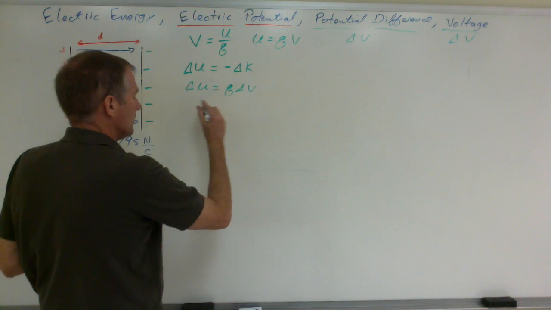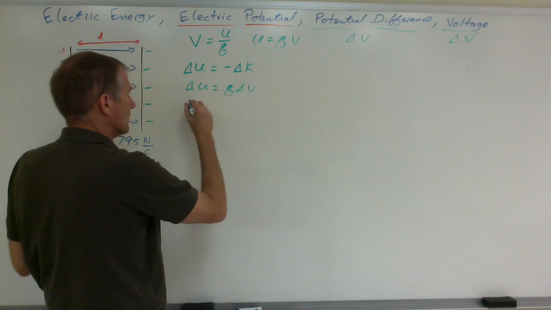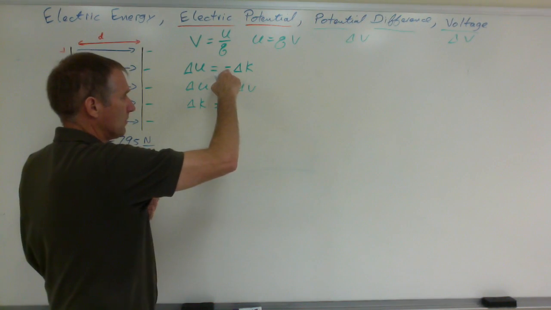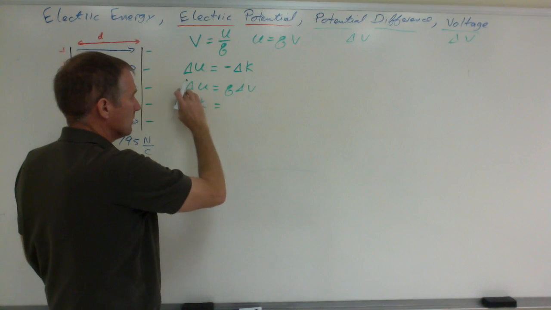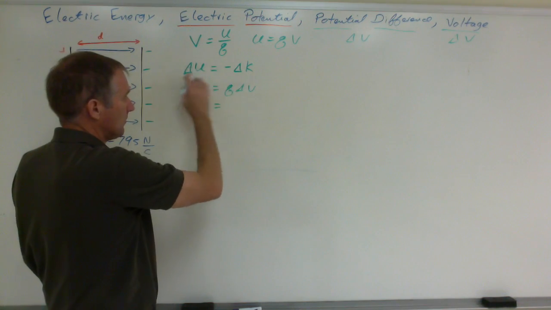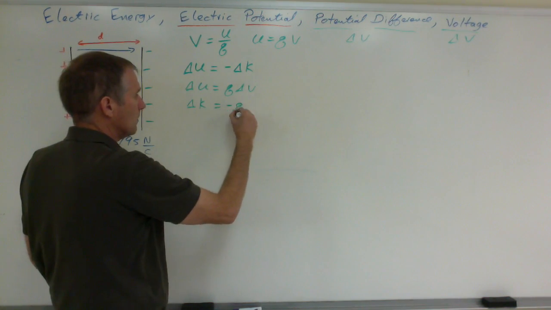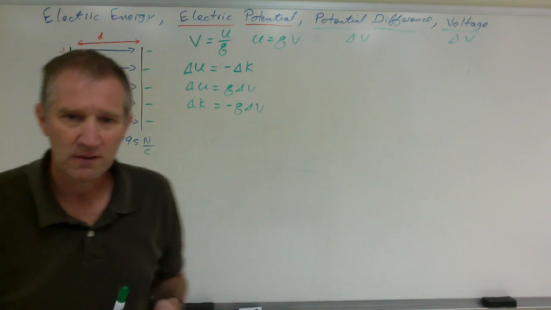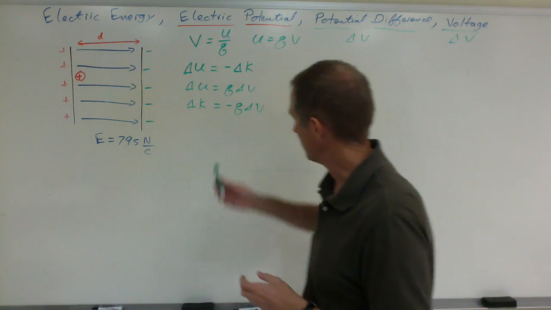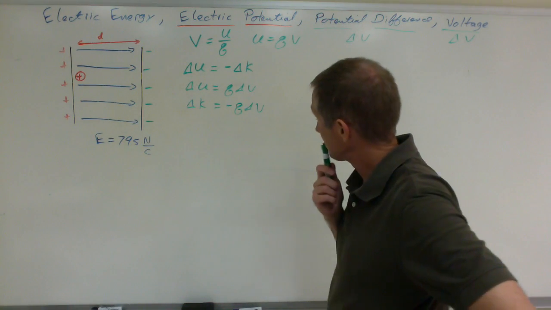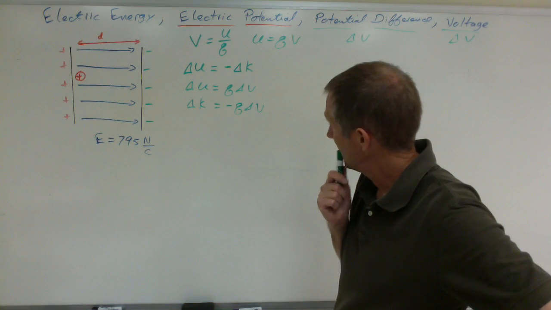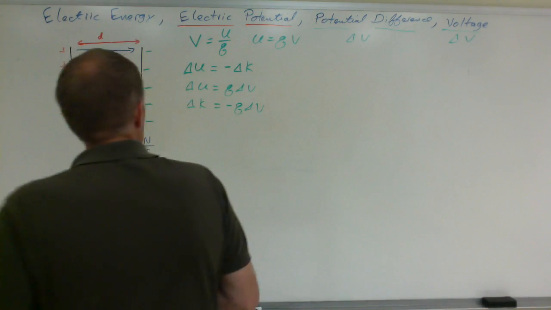You can also see that the change in kinetic energy, there's a negative sign here. I'm just going to place it here, because it's those two, negative sign in front of one of them. Negative q delta V. We more often than not deal in absolute values when we look at these things. Those are just some conceptual points.